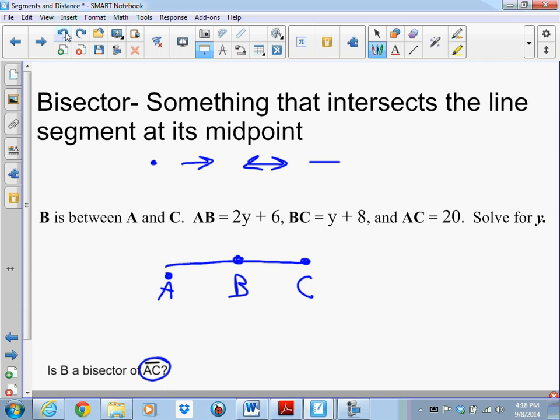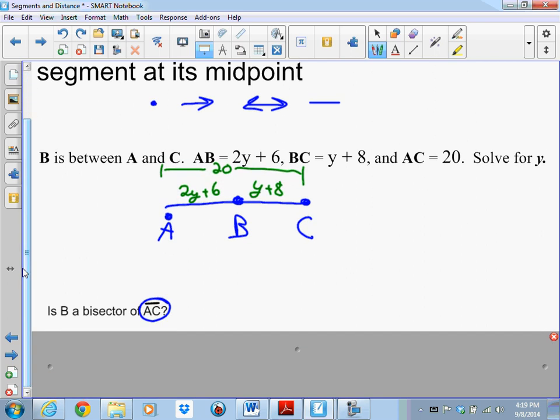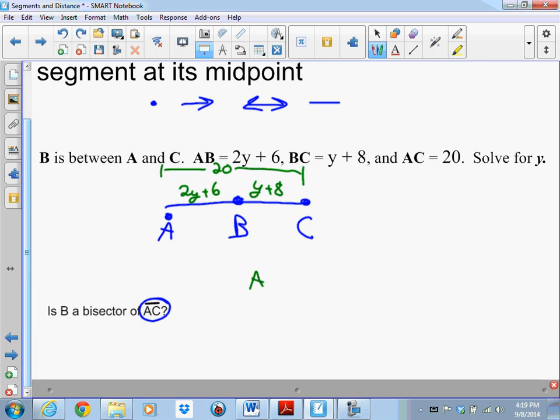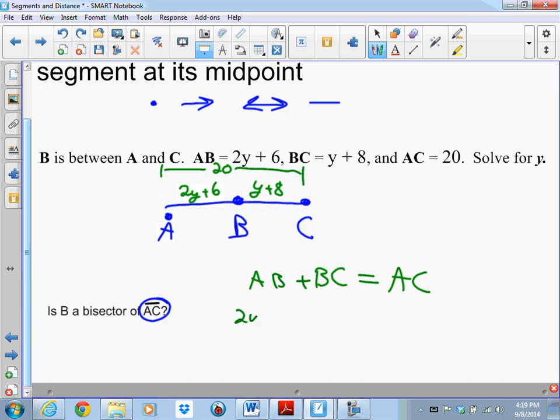All right, so here we're going to label everything. We have AB is 2y plus 6, BC is y plus 8, and the whole thing is 20. We're going to try to figure out if they are the same, so we're going to set up our equation. AB plus BC equals AC. Those lengths added together equal the whole thing. AB is 2y plus 6, BC is y plus 8, and that equals 20.